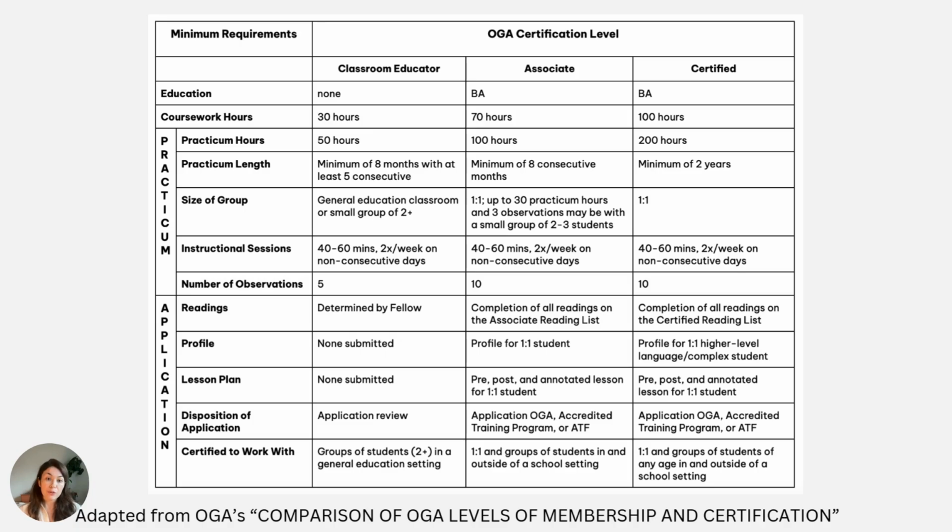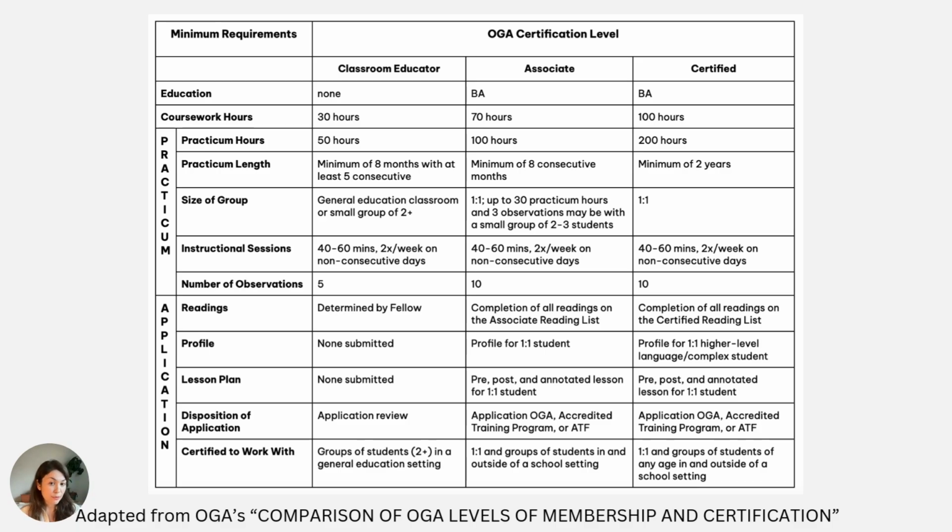But at this level, you're really working with students at a higher level of language, a higher level of complexity, and particularly focusing on having the skills to teach not just phonology and phonics like at the associate level, but also morphology, more advanced grammar skills, things along those lines. So the requirements in terms of the length of your lessons, the frequency, those don't change from the associate level. You still only have 10 observations, even though it's a 2-year practicum.